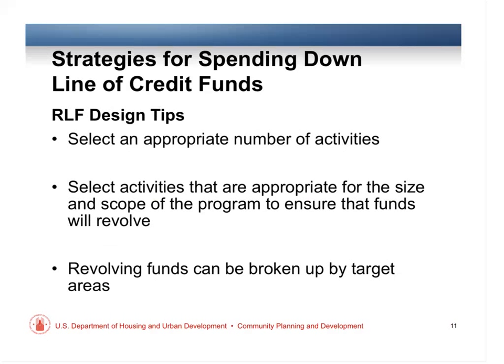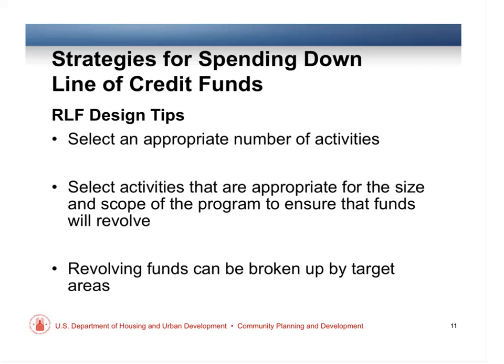So, tips to design it. Select an appropriate number of activities. You can't be all things to all people. What you're looking for when you're setting up the revolving loan fund is a revolving loan fund, say, for acquisition and rehab. You should by now have a good sense of the kind of money that you'll be spending over time. So if you have $500,000 and you know that you can use that within a certain period of time, put $500,000 from your program income into your revolving loan fund and then use it from there.